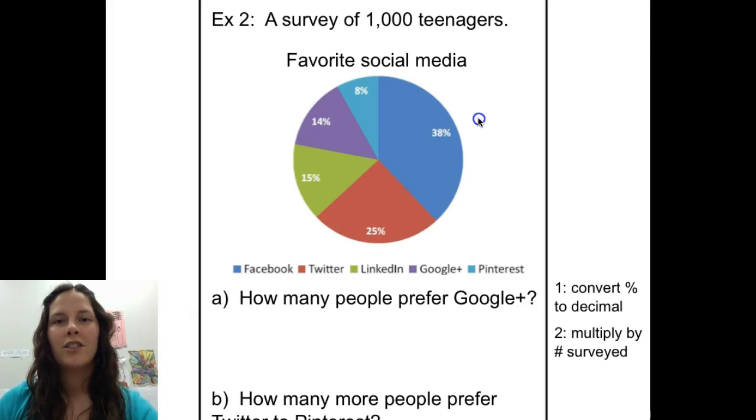Next, we're taking a look at a survey of teenagers' favorite social media. This survey is a little bit harder to read because it has a key on the bottom instead of the categories right next to each section. We'll start off with the dark blue is Facebook.